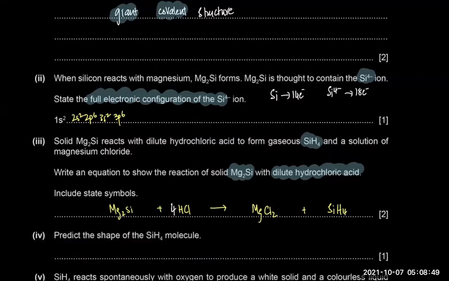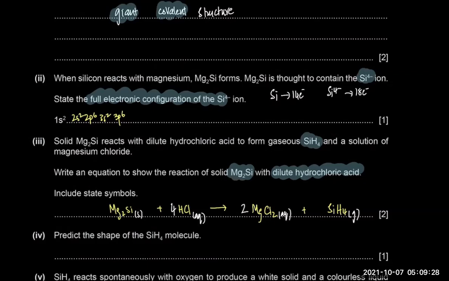Four HCls. Because yahan pe char hydrogen hai. Ye four HCl ho gaya. Four is to one. And now we have two chlorines here. And one magnesium. Yahan pe do magnesium hai, char chlorine. So this will become 2MgCl2. So that's the balanced equation. Now we have the same number of magnesiums, chlorines, hydrogens and silicons, right? And what are the state symbols? Solid, aqueous, gas, aqueous. Aqueous solution of magnesium chloride, and then gaseous silicon hydride.